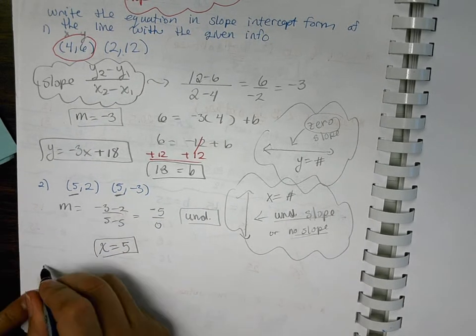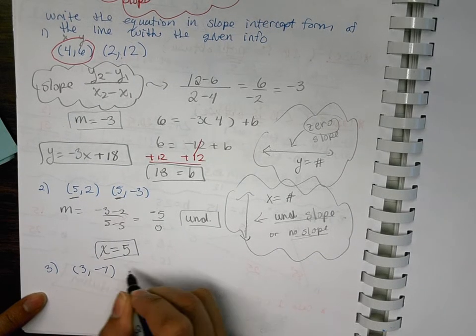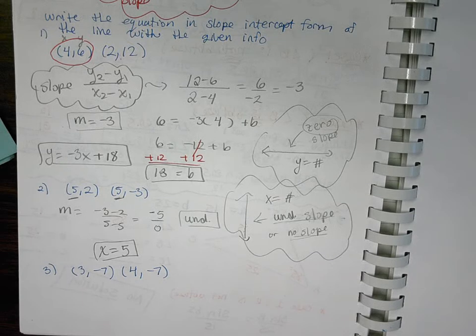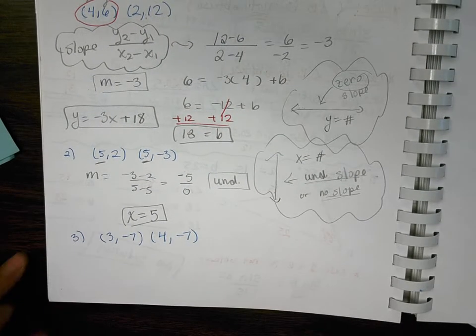Number 3. What do you think is going to happen on number 3? It's going to be the y one. Let's check and see. You can tell the future. I love it. All right, what do we get?